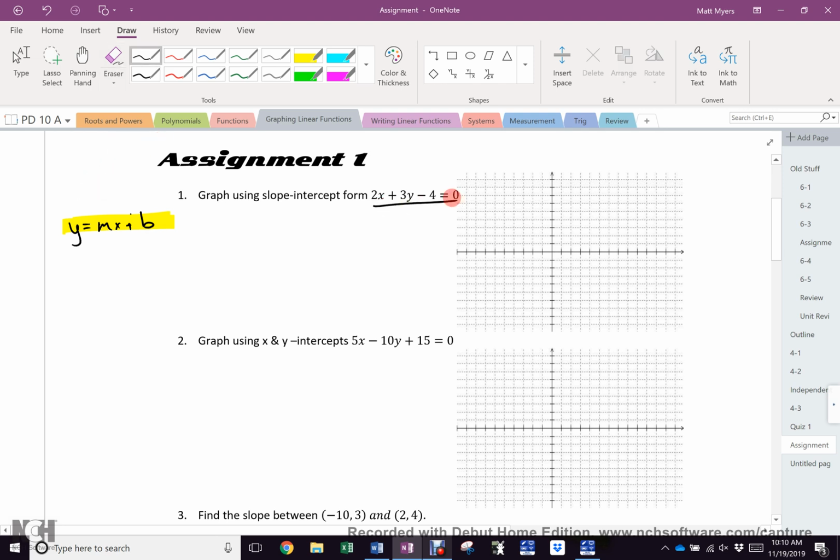Here is the equation I have. 2x plus 3y minus 4 equals 0. How can I make the blue look like the yellow? Well, the first thing I would do is move the 2x and the 4 so y was by itself. 3y equals negative 2x plus 4. Then I would divide by 3. And y would equal negative 2/3 x plus 4/3. Now my y-intercept is 4/3.